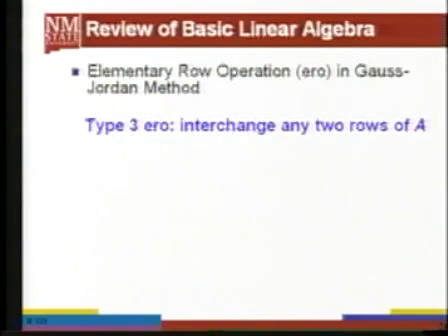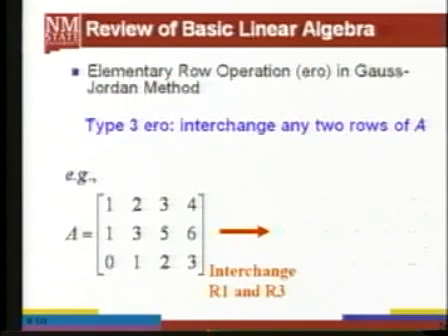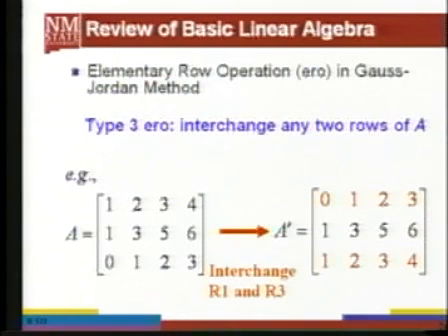Lastly, the type 3 elementary row operation tells that a row within the matrix can be switched with another row, right? So for a given matrix A, for instance, if we exchange rows 1 and 3 of matrix A, we obtain a prime matrix, right? And the Gauss-Jordan method solves a linear system of equations by utilizing these elementary row operations in a systematic fashion, okay?